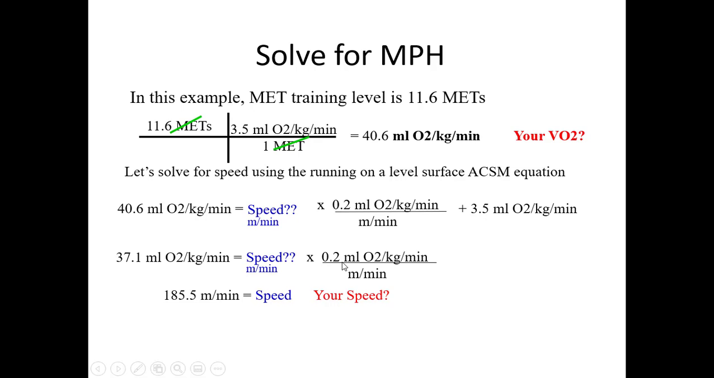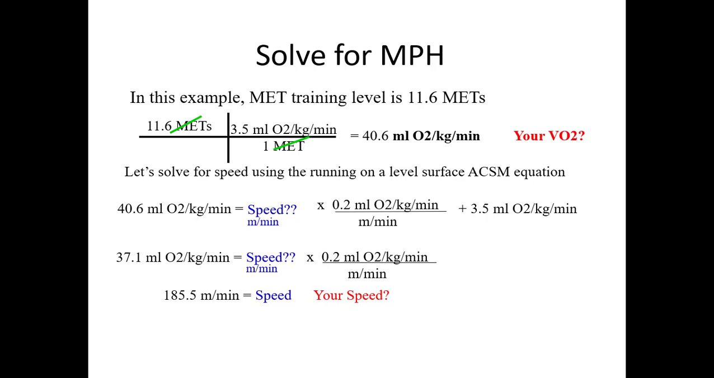And next one, to cancel out 0.2. So I divide by 0.2 here, so it cancels out. And I divide by 0.2 here too. So this is why we have 185 meter per minute. That is our speed. How about class? Does it make sense?